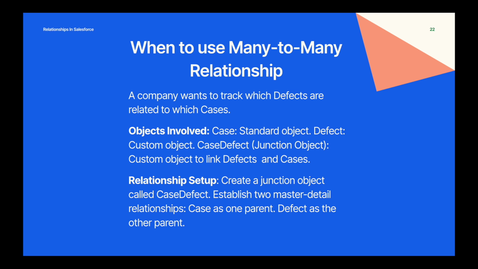Case is already a standard object that will exist in your org. You can create a custom object and then link it to both objects, that is defect, which will be a custom object, and case, which is a standard object. Then for the relationship setup, as we just talked about, create a junction object called case defect and establish two master-detail relationships, with case as one parent and defect as the other parent.